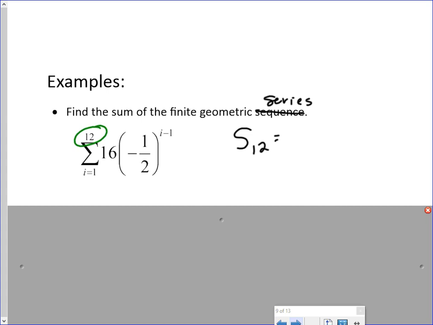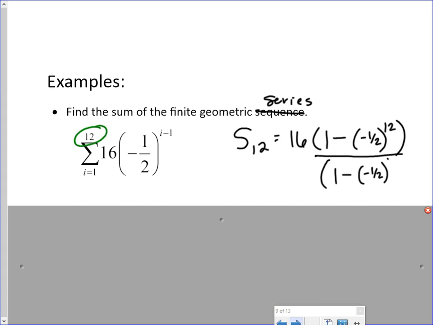The first term is 16, and then I'm going to do my quantities. 1 minus my ratio, which is negative 1/2. If my ratio is negative or a fraction, I am going to protect it with parentheses because this needs to be raised to an exponent, and so I need all of that to be raised to the exponent n. That includes the negative and the fraction 1/2. So I'm going to raise that to the 12th, close my parentheses for the numerator, and then divide by 1 minus negative 1/2.